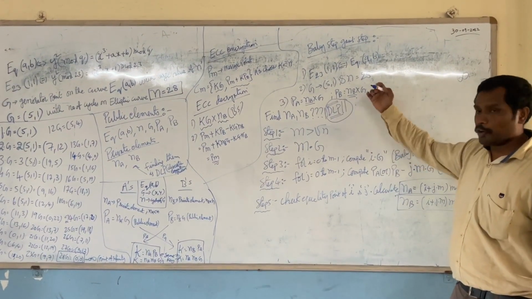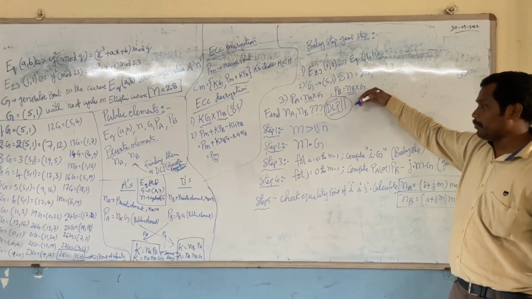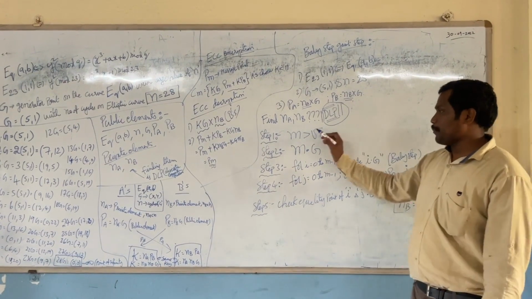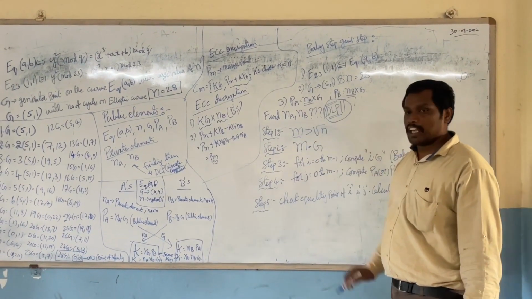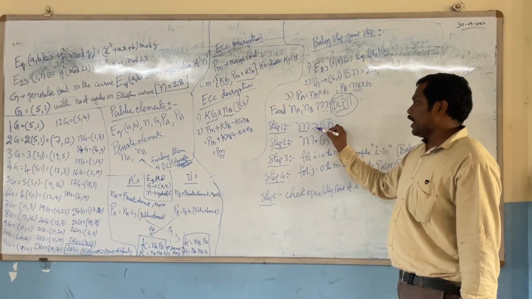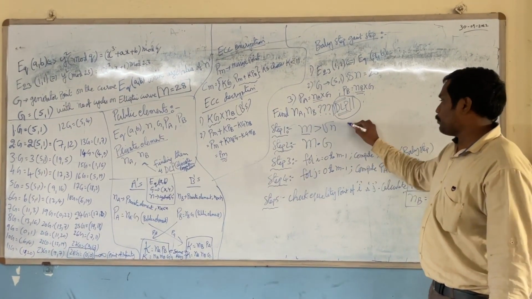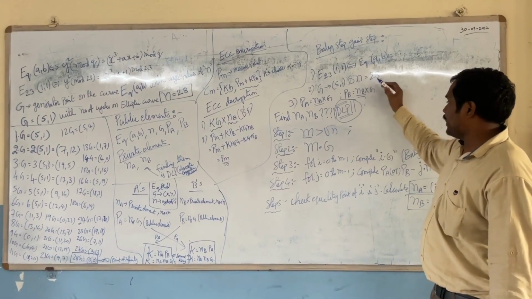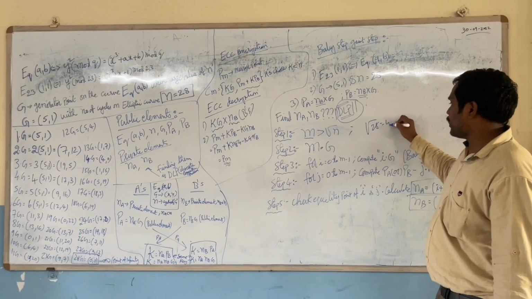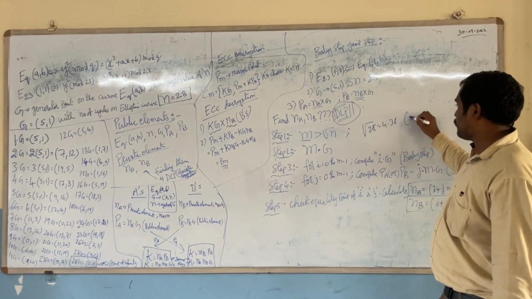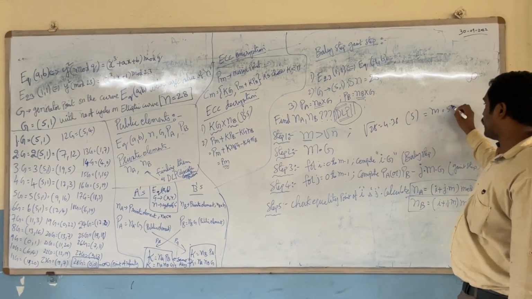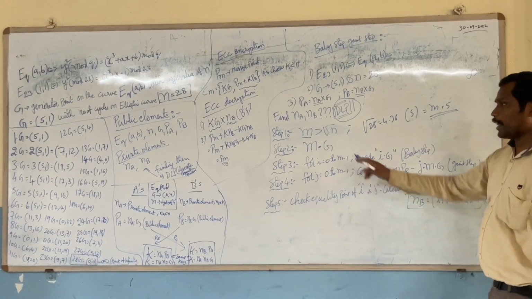So how are you going to solve this discrete logarithmic problem? By these steps. Step number 1, you have to calculate m. m should be greater than root n. For example, here n is 28. Root 28 will be around 4.38, so it will be 5. So m is equal to 5. This is how you calculate step 1.